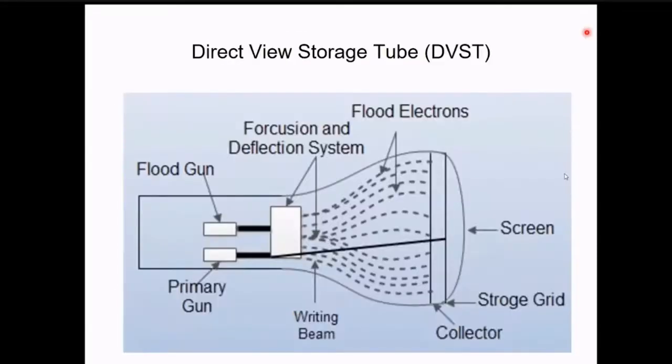Now one more thing we have is the direct view storage tube, the DVST. Now this is one technique which has one kind of storage grid and collector in it, while the remaining thing remains the same as it was in the CRT monitor.